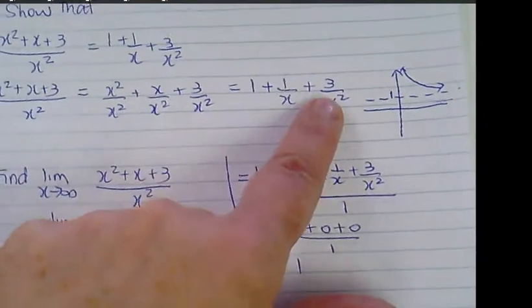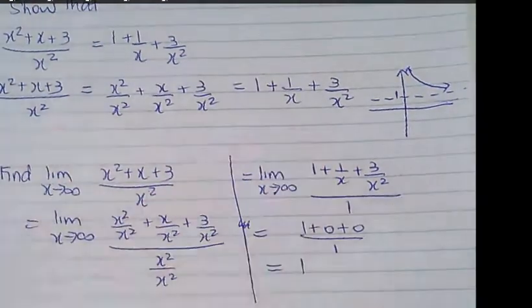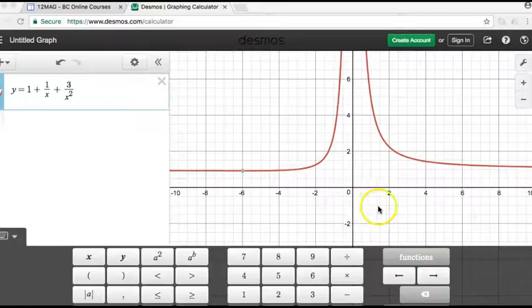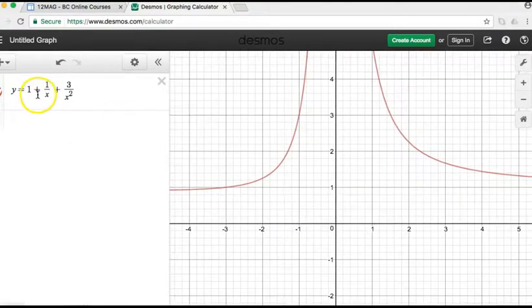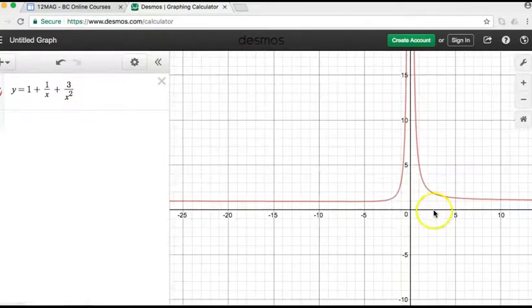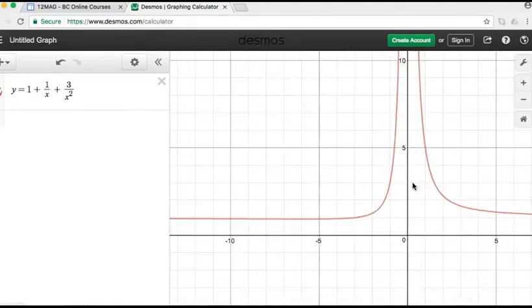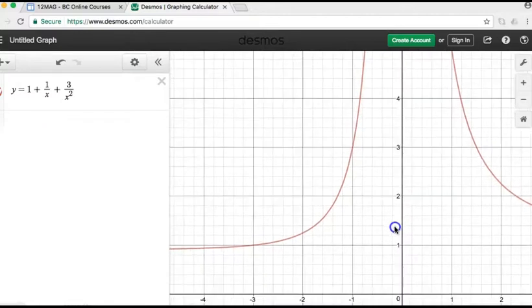So if we just look at this graph and I wanted to sketch it, I could. I'm just going to go to Desmos and show you. Desmos to sketch this graph, and here it is. So this is the graph of y equals 1 plus 1 on x plus 3 over x squared, or I could have put it all in the original form as well. And I can see here is y equals 1, that the curves are approaching y equals 1.